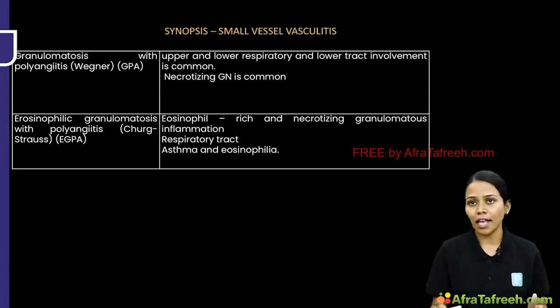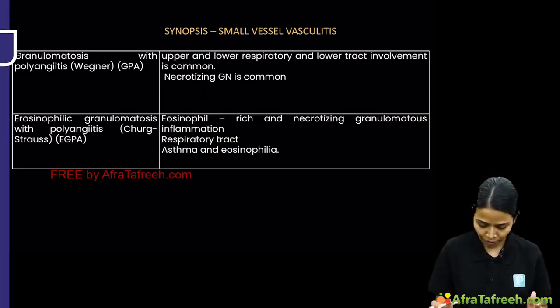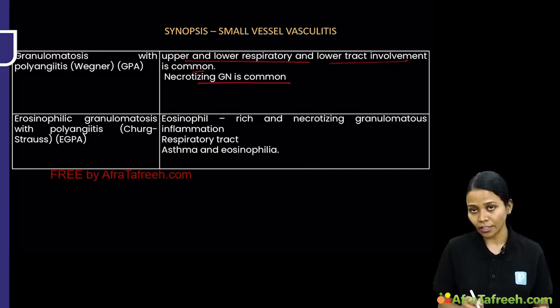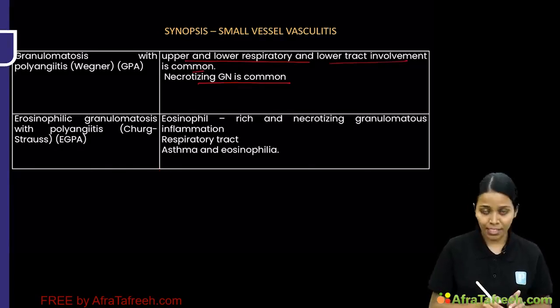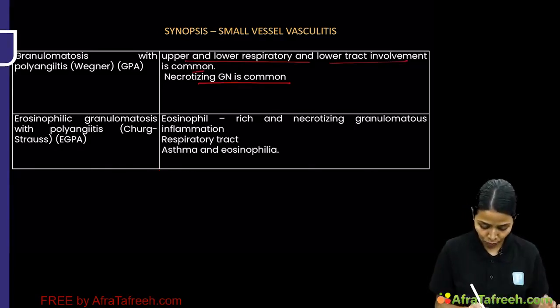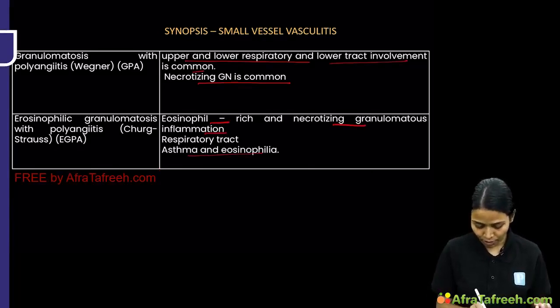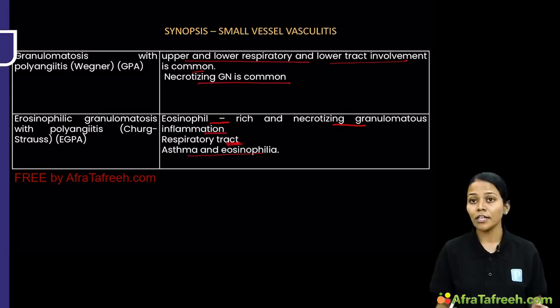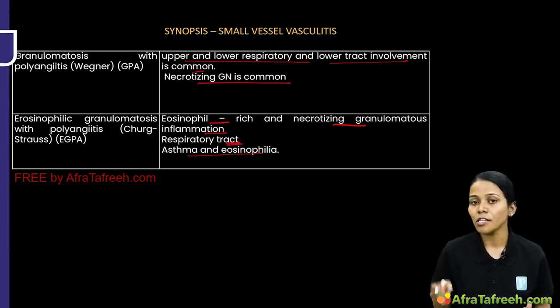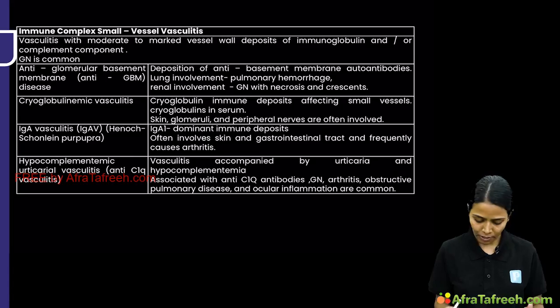Next is granulomatosis with polyangiitis, or Wegener's. Upper and lower respiratory tract involvement is common. Necrotizing glomerulonephritis also occurs. In EGPA, which is Churg-Strauss, you see eosinophilia and asthma, with eosinophil-rich necrotizing granulomatous inflammation of the respiratory tract. It can involve the CNS and it can also involve the GIT.